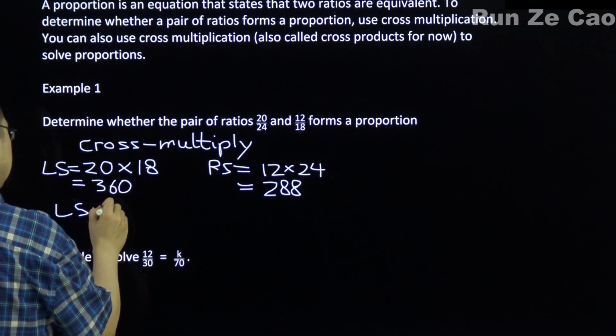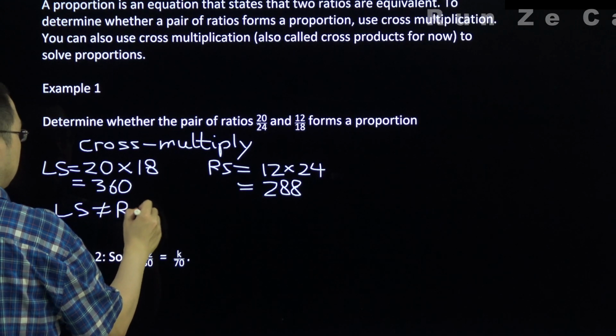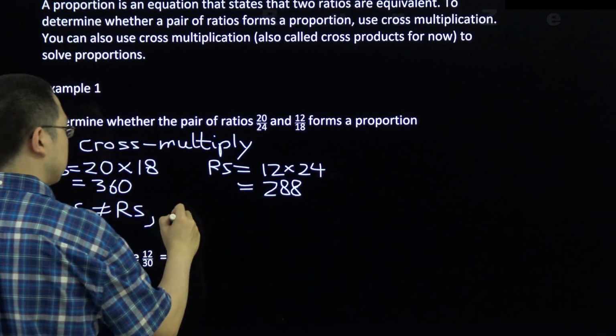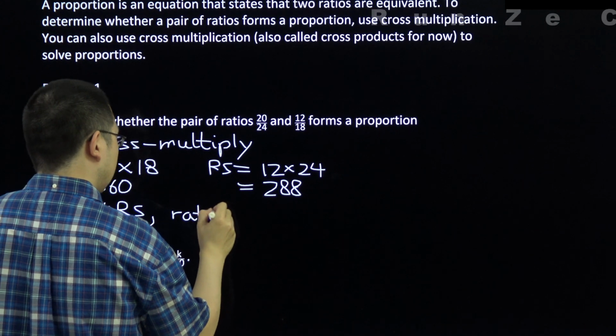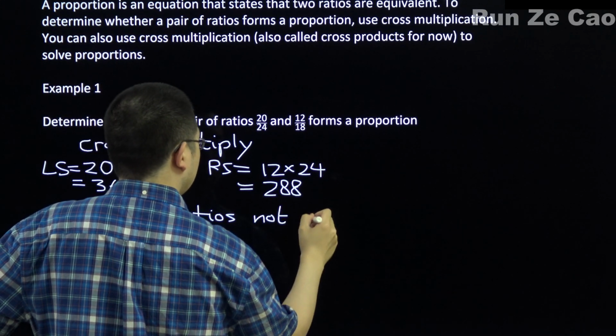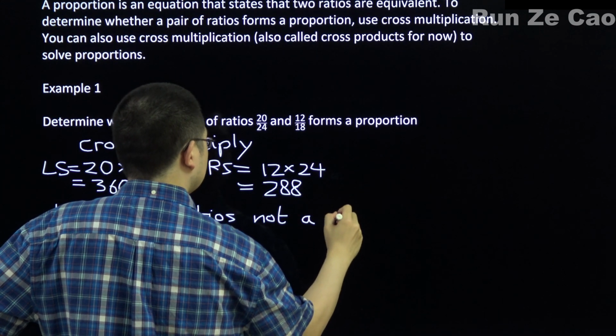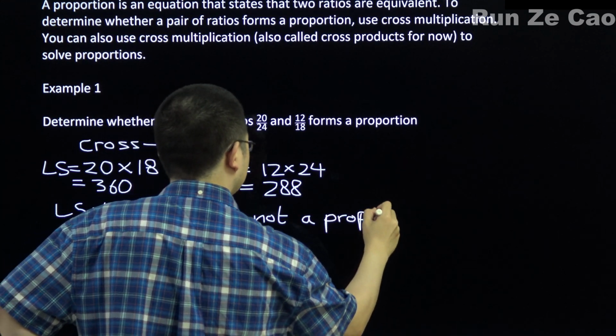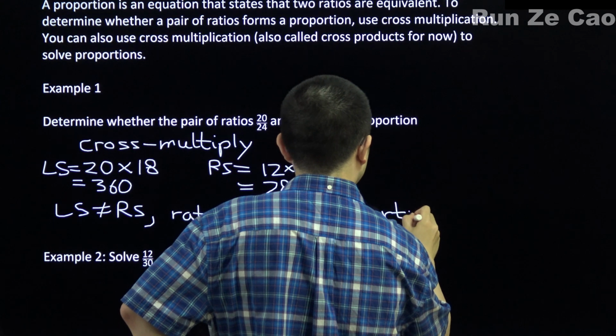Left side unequals right side. Therefore, ratios not a proportion, or not proportionate.